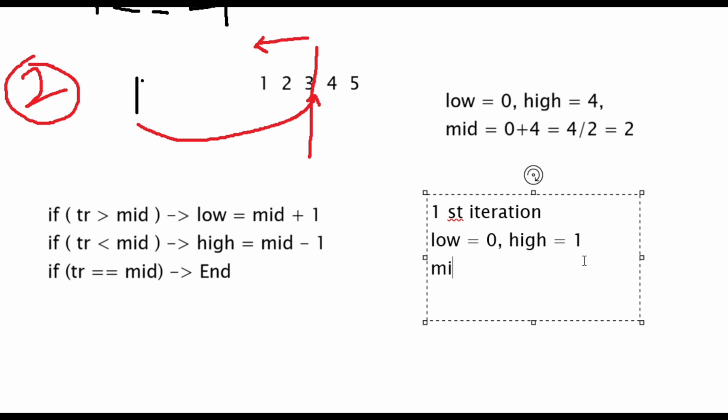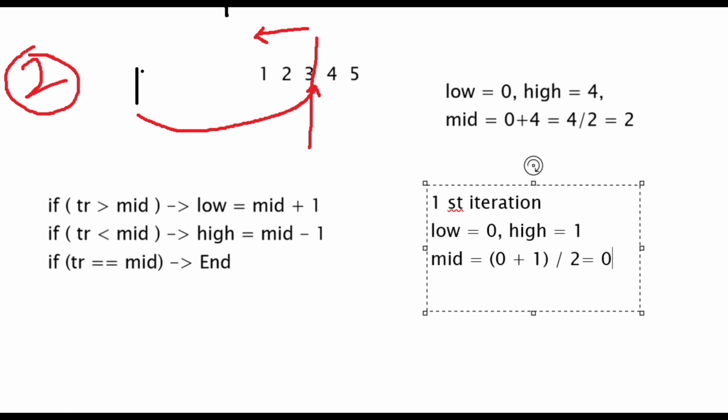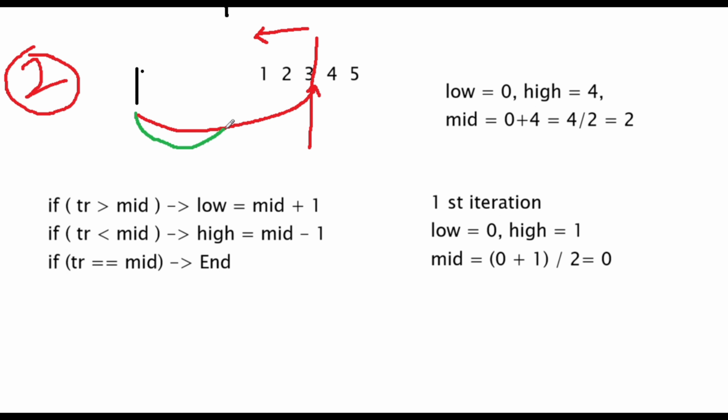So the mid value will be changed again to 0 plus 1 by 2, which equals 0 only. So we are going to match again to what? Pause the video and make a guess, guys. So again we are going to match whether our 1 is at the 0th index. Make a guess. Is 1 available there or not? Guys, before doing that, we missed one logic.